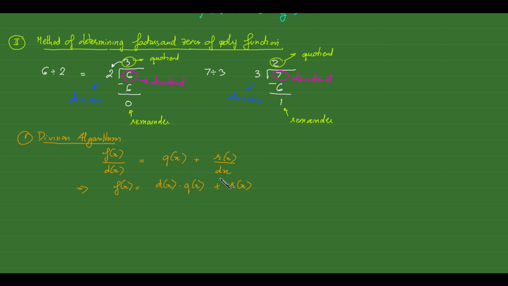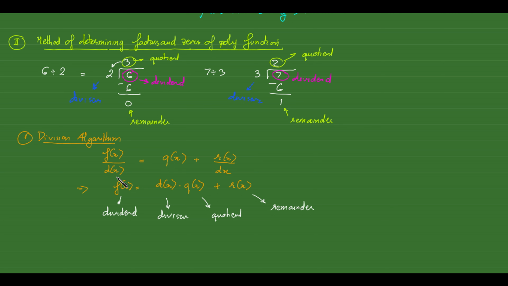Why do I have to write it in function form? Because we are talking about polynomials. When you divide a polynomial, this is the dividend, and this is the divisor. The divisor is a polynomial, the quotient is also a polynomial, and the remainder is also a polynomial, because we're not dealing with numbers anymore. We're dealing with functions, right?